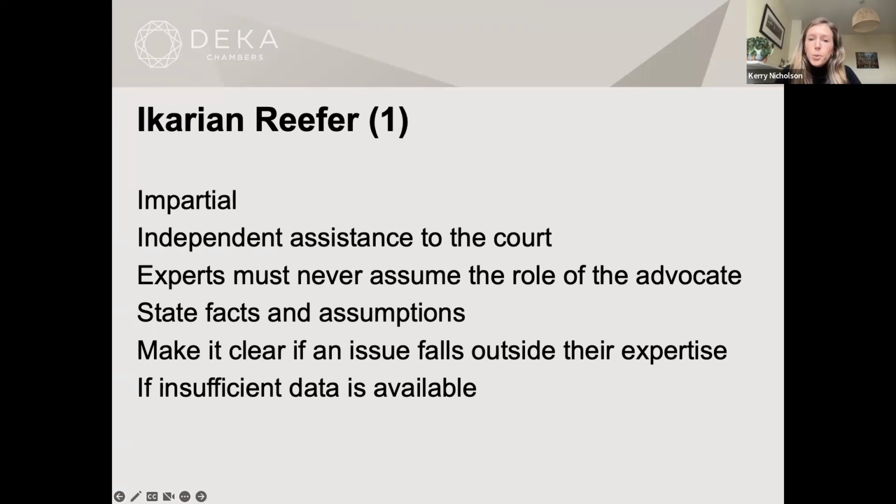They must never assume the role of the advocate, and we'll circle back to that a little later and what can happen if they stray into acting as an advocate. They must state all the facts and assumptions which they've based their opinions on. They need to make it really clear if a particular issue falls outside their expertise. And they also need to make it clear if there's insufficient data to allow them to come to a conclusion.